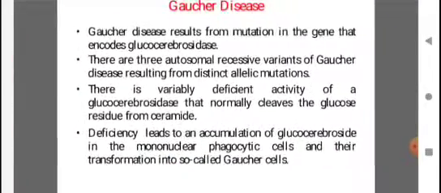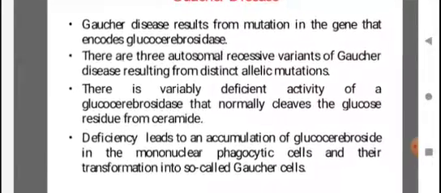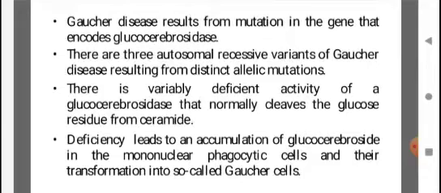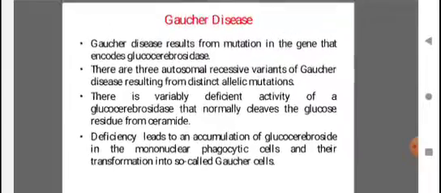Gaucher disease. Gaucher disease results from mutation in the gene that encodes glucocerebrosidase. There are three autosomal recessive variants of Gaucher disease that result from distinct allelic mutations. There is variably deficient activity of glucocerebrosidase that normally cleaves the glucose residue from ceramide. Deficiency leads to accumulation of the glucocerebroside in the mononuclear phagocytic cells and their transformation into so-called Gaucher cells. So these Gaucher cells are pathognomonic for the Gaucher disease.